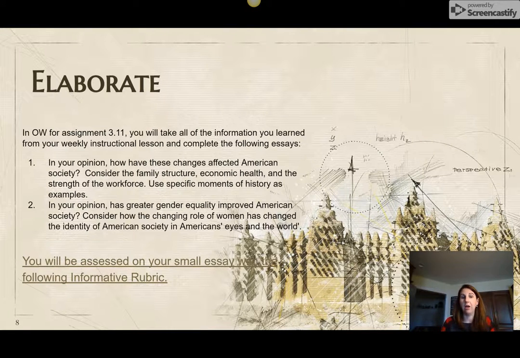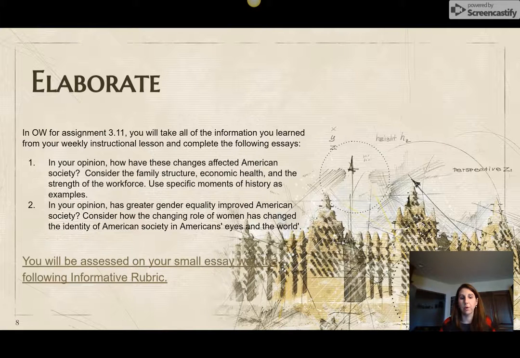In your opinion, how have these changes affected American society? So think about everything you learned from the weekly instructional lesson. How has this changed American society? The structure, the economic health, the workforce. Use some examples. In your opinion, has greater gender equality improved American society? Consider how the changing role of women has changed the identity of American society in America's eyes and the world. So gender equality, improving American society.